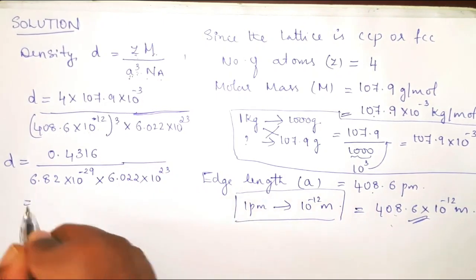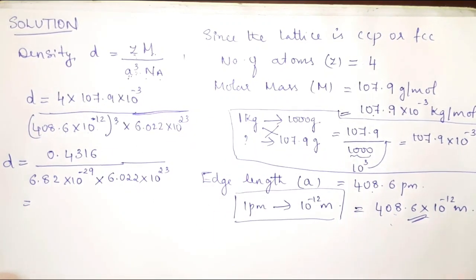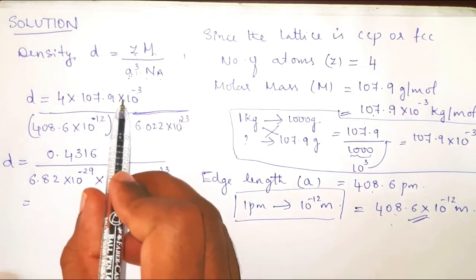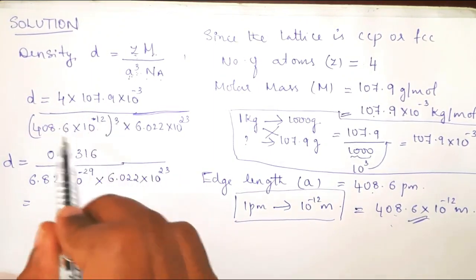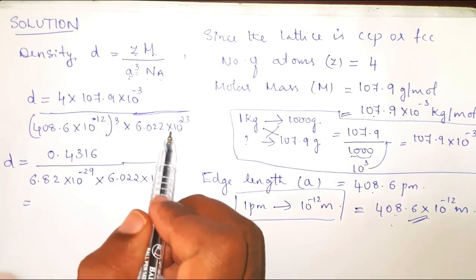These calculations you can do only step by step. When you do it all together, you may get an error. So it's better to do it step by step. First you can multiply this, then cube this value, only this value cubed, into 6.022 into 10 to the power 23.